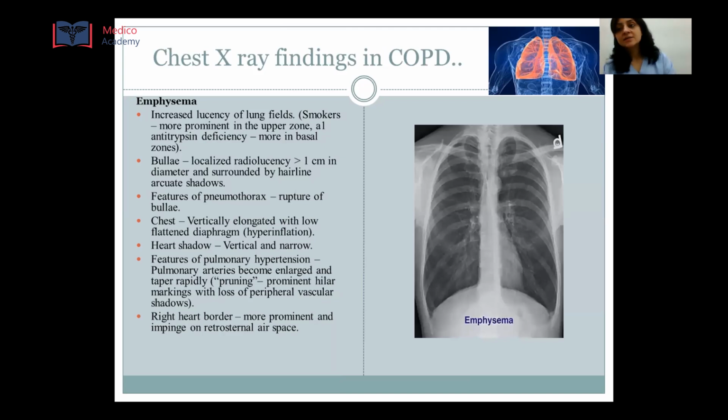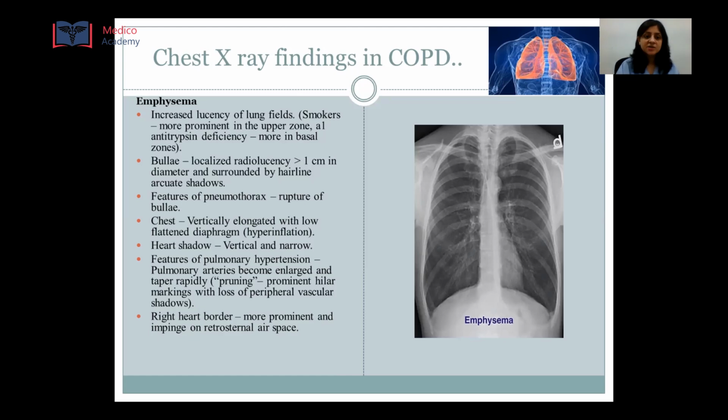What do we see in an X-ray of a patient with COPD? Suppose this is the X-ray that we are seeing. This is the classical picture of a patient with emphysema. So what do we see? We see an increased lucency of the lung fields. In smokers, it will be more prominent in the upper zone. In alpha-1 antitrypsin deficiency, it will be more in the basal zone. We might see bullae, that is, localized radiolucency more than 1 centimeter in diameter and surrounded by hairline arcuate shadows. We might have some features of pneumothorax in case any bulla has ruptured.